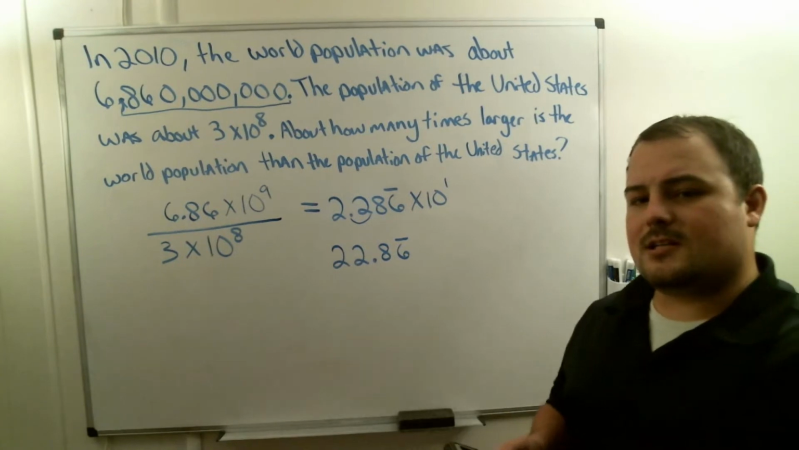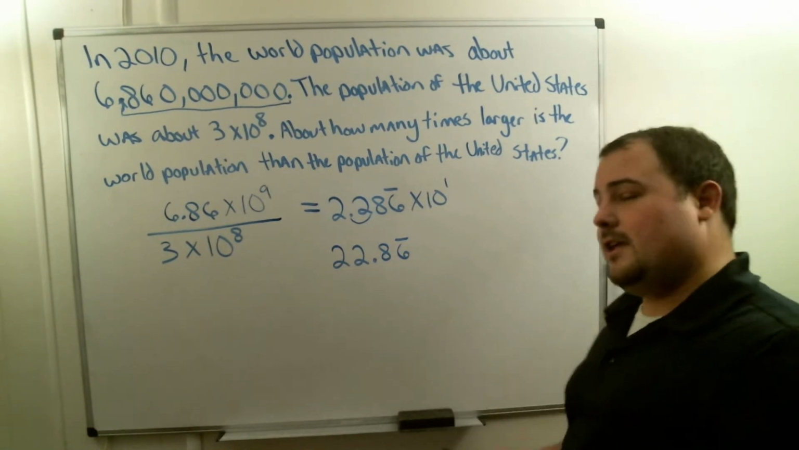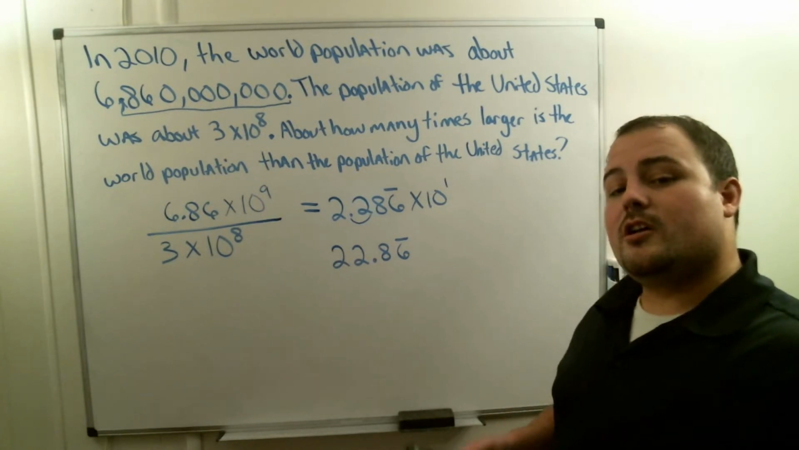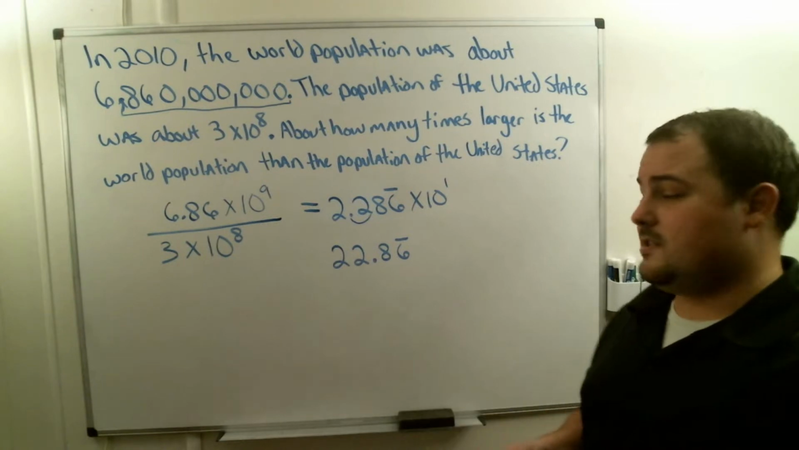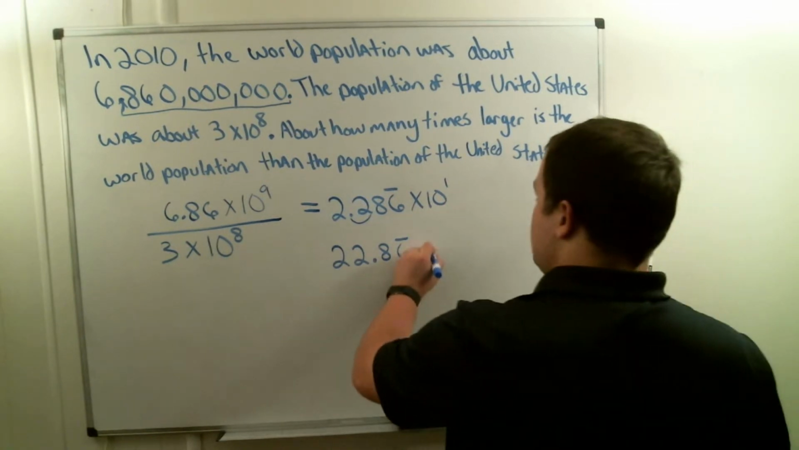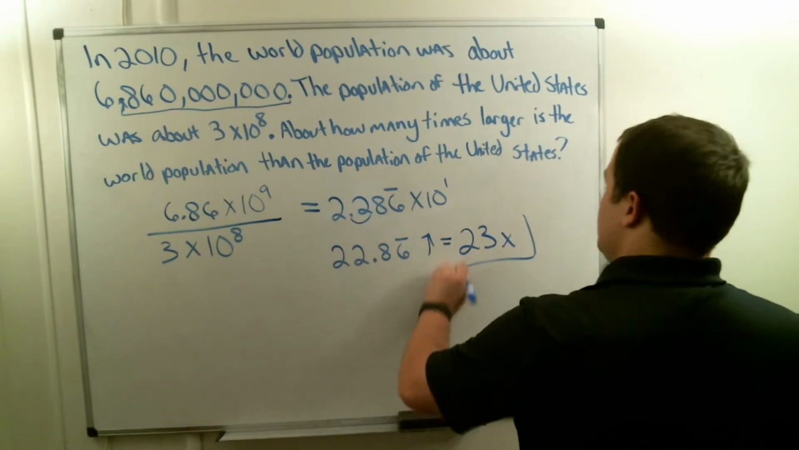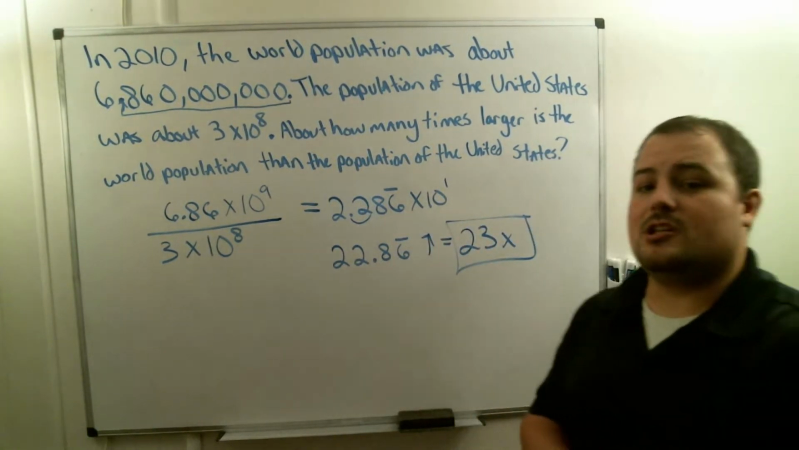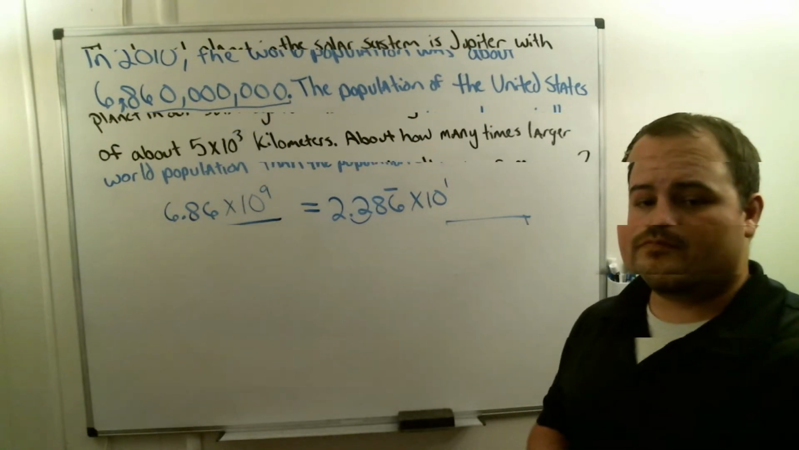So the world population is about 22.86 times larger than the United States population. So the entire world is that much bigger than the United States. Well, we could actually round this number up to the closest whole number. And this really tells us that the world population is about 23 times bigger than the United States population.